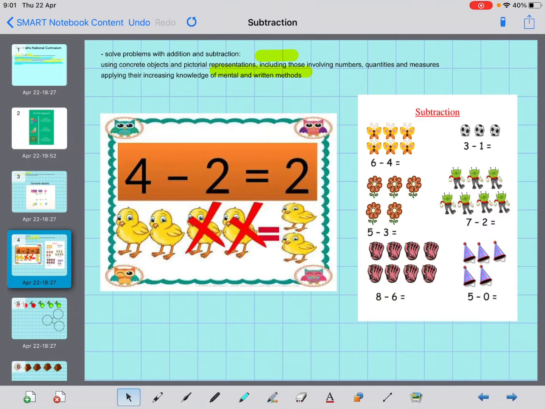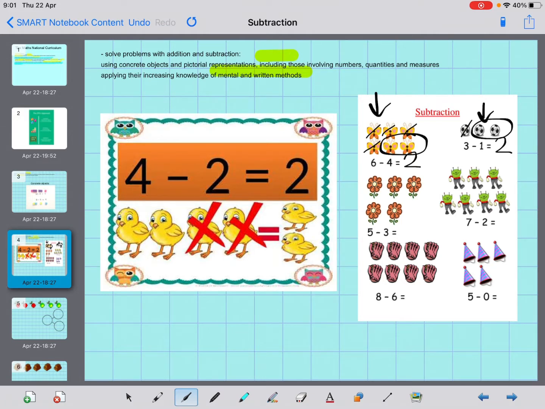We then look at subtraction with pictures. So we might have some pictures to cross out to help us work out our number sentences. So you can see here the ducks. There are 4 ducks. 2 of them have been crossed out. 2 have been taken away. So the answer is 2. Again with the pictures on the right hand side. 6 butterflies take away 4. So we would cross out 4 and we are left with 2 butterflies. 3 take away 1 footballs, so we cross out 1 and we are left with 2 footballs.